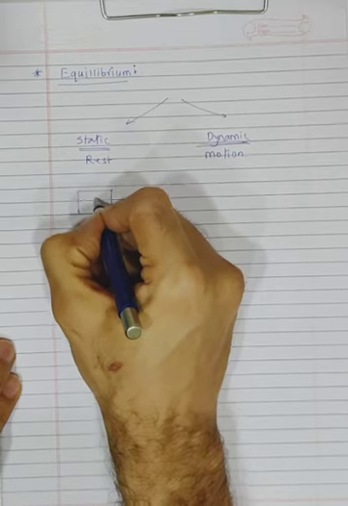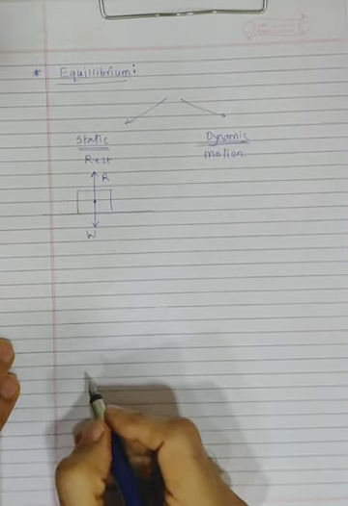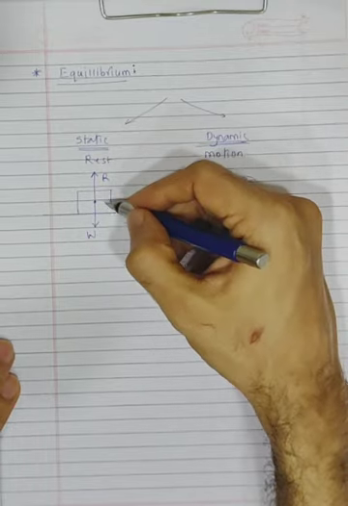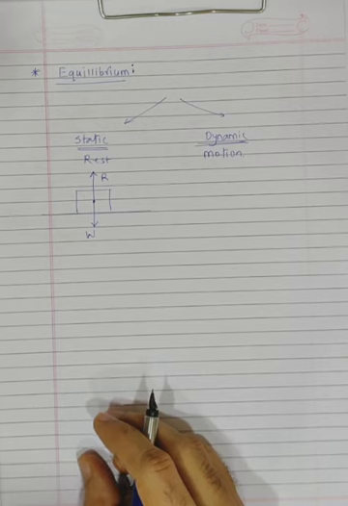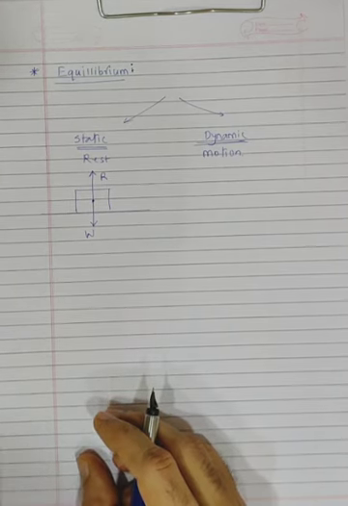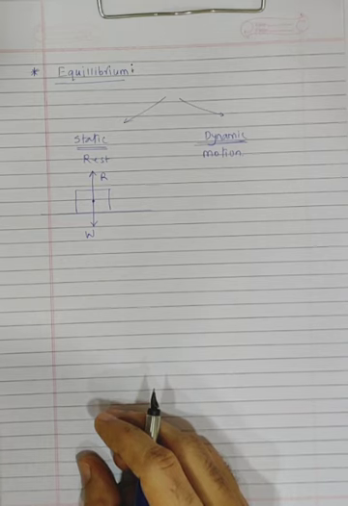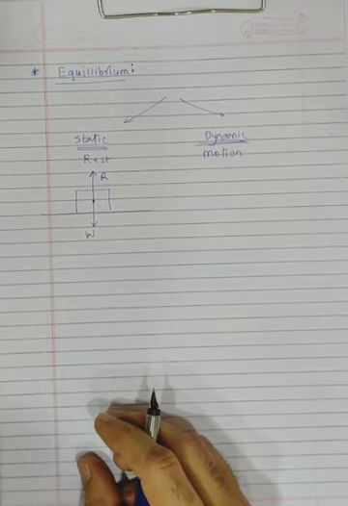Then the table also exerts force on the book, the normal reaction force. But what's the resultant force on them? Zero. And hence this will never move. It will always stay there only. So these kinds of equilibriums are called static equilibrium, when the two forces are equal and opposite and they are balanced.